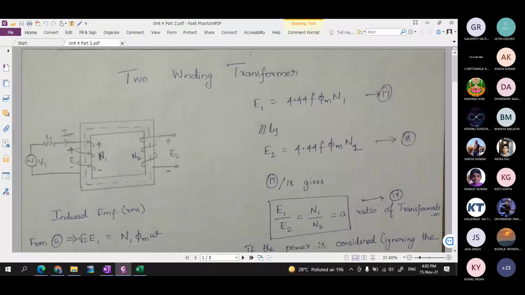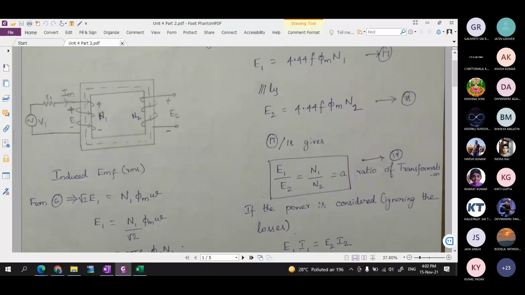For a lossless transformer, let's say there is no core loss, and N1 is equal to N2, then E1 will be equal to E2. That's what I'm saying. If there is no core loss, and if N1 is equal to N2, then E1 will be equal to E2.